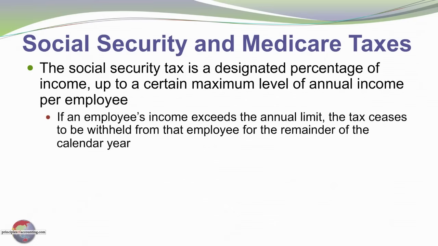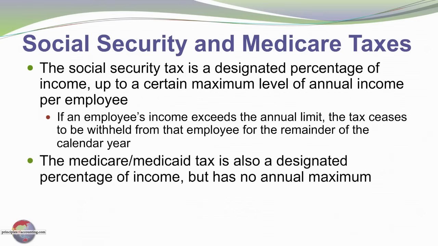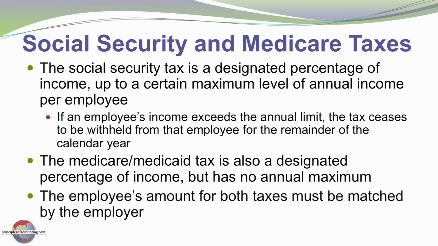If an employee's income exceeds the annual limit, the tax ceases to be withheld for that year. It'll start up again in the next calendar year. Medicare and Medicaid is subject to a lower percentage tax rate, but it has no annual maximum income limit. It continues up to the full amount earned by the employee. For the amount withheld from the employee for these taxes, the employer has to pay an equal amount to match that. So the full cost of the employee is much higher than simply the gross pay.